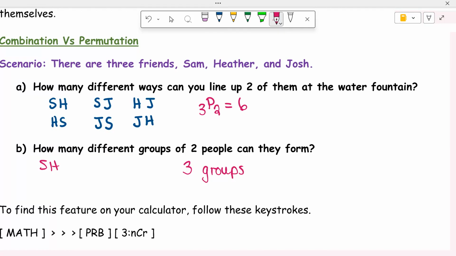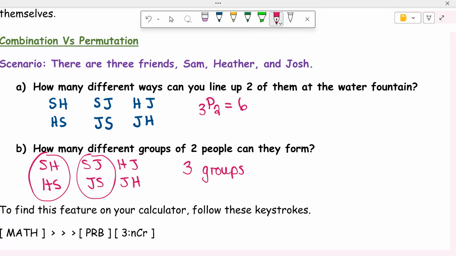I'm just going to rewrite what we just had up there. Do you guys see how when we build a group, order doesn't matter? Because this right here only counts as a 1. Sam and Heather versus Heather and Sam, it's one group. Sam, Josh, Josh, Sam, still is only one group that we're creating. And lastly, Heather, Josh, and Josh, Heather. Again, order doesn't matter when you're making a group. So it cuts it down, okay?